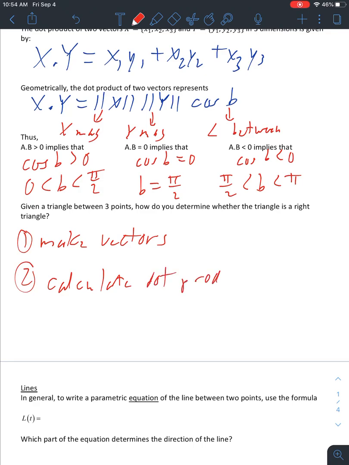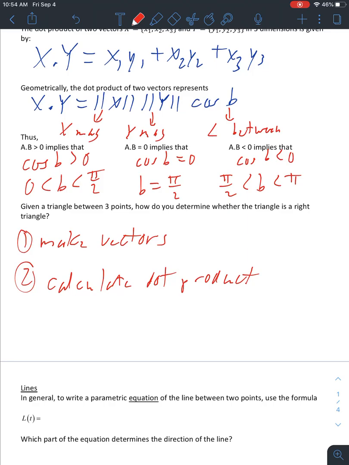Now, if you do one dot product and you get 90 degrees, obviously you can stop there. You don't need to keep checking all 3. Or if you get an obtuse angle, you can stop there because then it can't be a right triangle. But if you do the first dot product and you get an acute angle, then you have to keep going and try another one to see if you get any right angles.